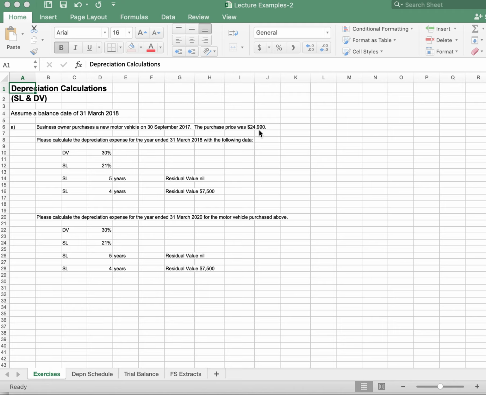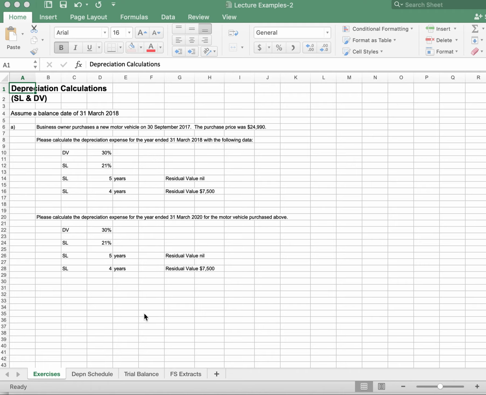The business owner purchases a new vehicle on the 30th of September, so we know it's part way through the year. So the first thing is it's not going to be a full year's worth of depreciation. If you bought an asset during September, you count September. So September through to March is going to be 7 months. So we're going to have 7 months worth of depreciation. Okay. So it wants us to work it out in a number of different scenarios.